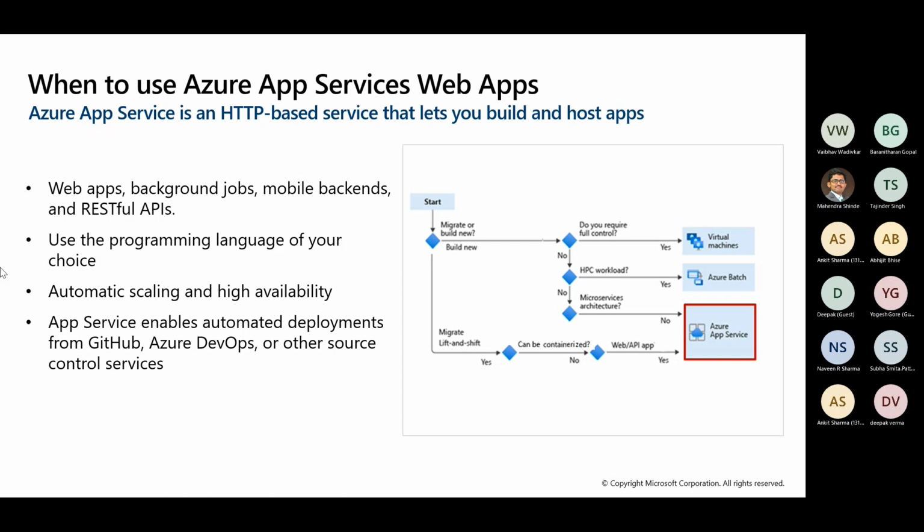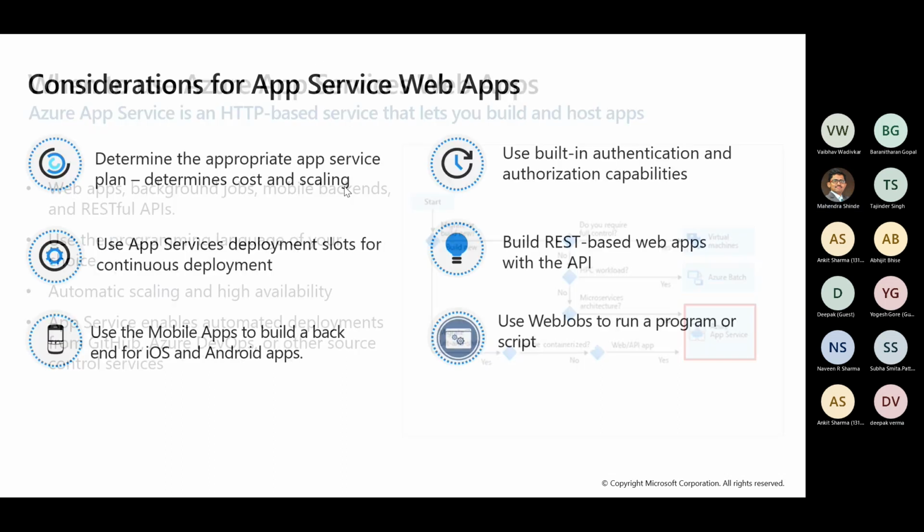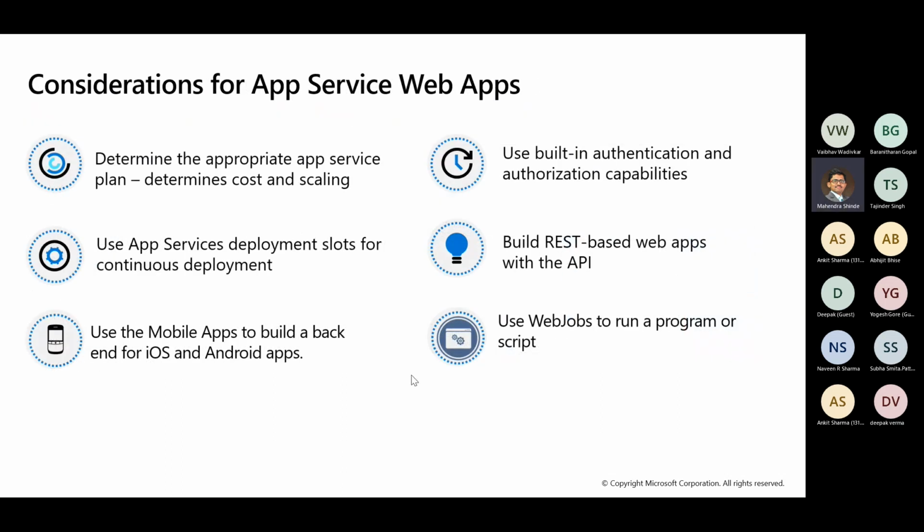Now, one more thing. Consideration. What should I consider while selecting App Service? Please understand the App Service plan and the pricing. Also, the App Service plan has another feature called deployment slot. It means for a single application, you can have a dev environment, test environment, and production environment. Okay.